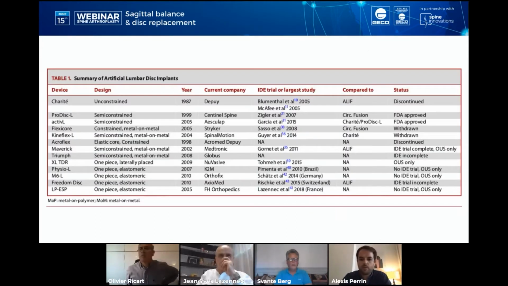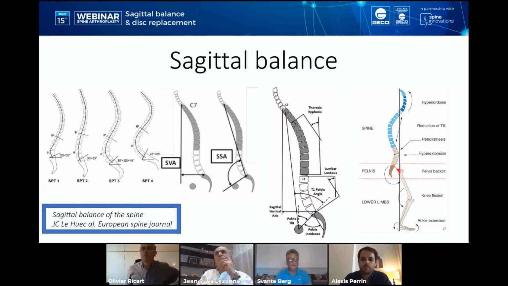Here is a table where you will be able to see all the different models of lumbar disc arthroplasty and the main study about each prosthesis. Concerning sagittal balance, we can separate 4 types of balanced spine according to the Rousseau classification that you can see on the left, with low and high pelvic incidence. If you want to learn more about this interesting subject, you can read a good article by Lehuec, which reviews the different elements to understand sagittal balance, like pelvic incidence, SVA, SSA, and T1 pelvic angle that you can see on the different figures.